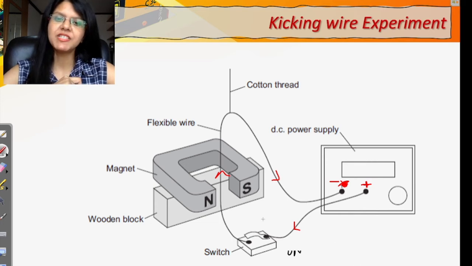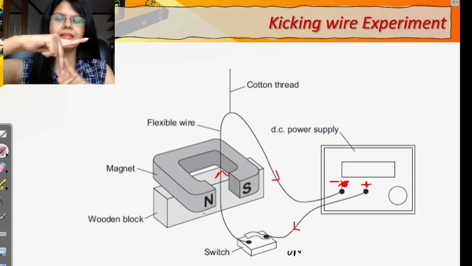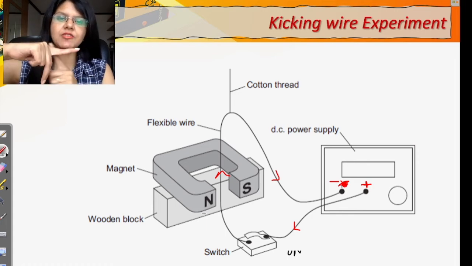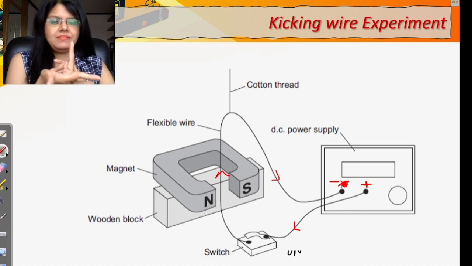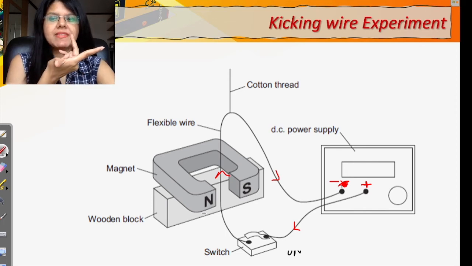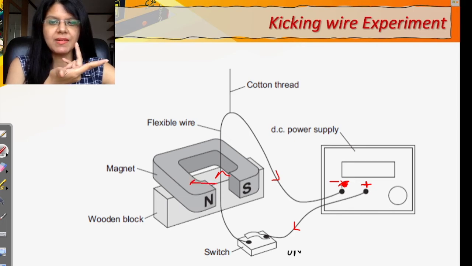Think about the direction. Work out the direction using Fleming's left-hand rule. Let's take out your left hand. Hold the first three fingers perpendicular to each other. The field is north to south. The current is moving up. Which direction is the force experienced? Backward. Now the wire is pushed backward.